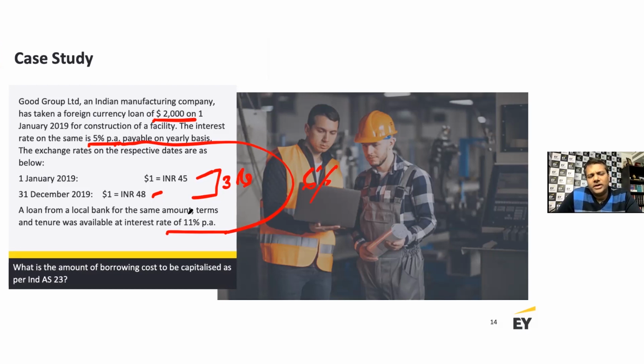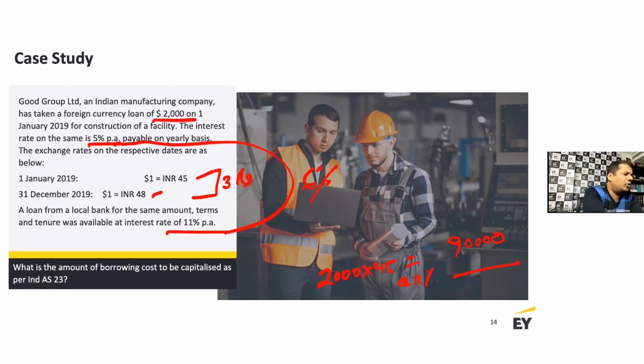So what do we need to do here? We need to compute the total interest cost which I would have incurred otherwise if I had borrowed money in domestic currency, which is at the rate of 11%. $2,000 at the rate of 45 is the amount I'm looking to borrow, which is 90,000, at the rate of 11%. That is the total interest cost which is eligible for capitalization.